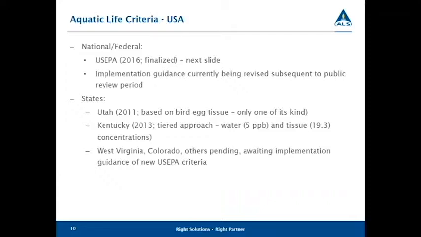From the US side of things, in 2016 there were finalized US EPA criteria, and currently there is public review for a guidance document on how to use these values. In the States, Utah has values based on bird egg tissue criteria, which is quite unique. Kentucky also has a tiered approach. West Virginia and Colorado and some of the other states are still awaiting implementation of the new US EPA guidance document.